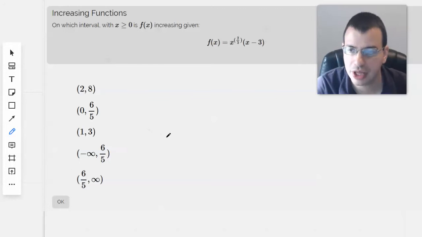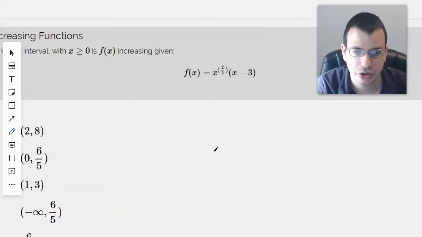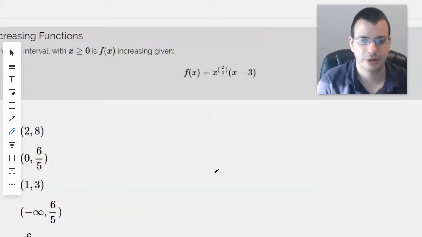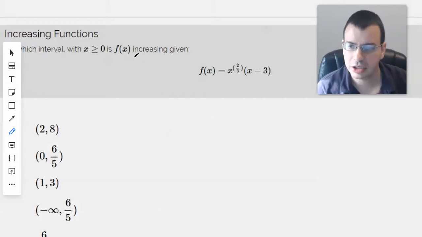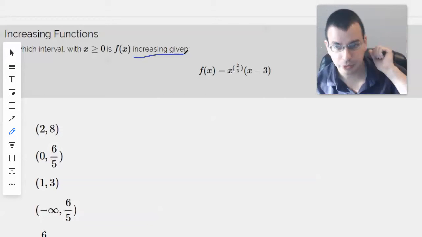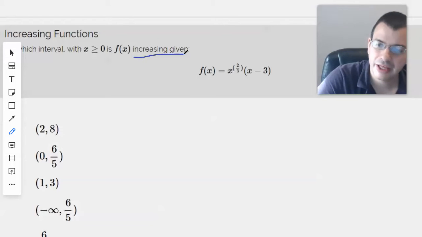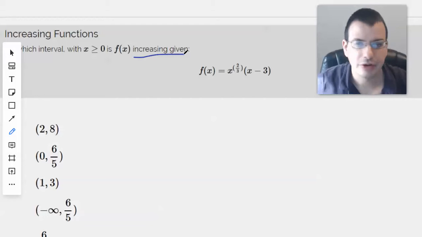On which interval with x greater than or equal to 0 is f of x increasing, given that f of x equals x to the 2/3 times x minus 3? Okay. So increasing means slope. Slope greater than or equal to 0. And so what we're going to do is find the derivative. Whenever you think slope, you should think derivative.